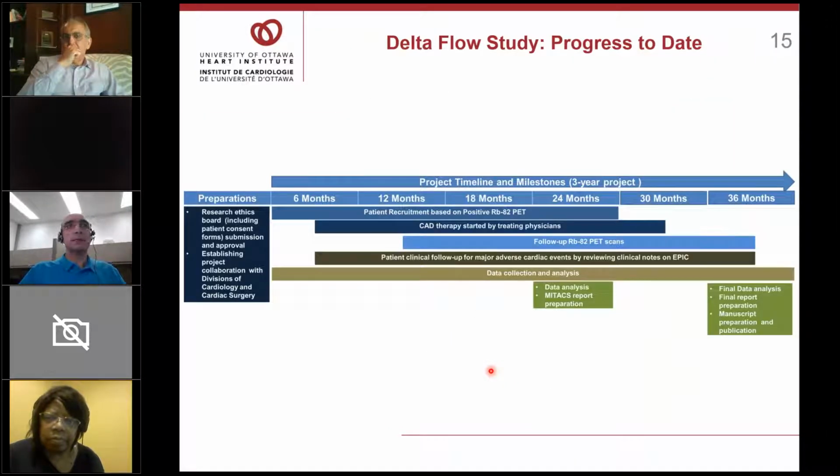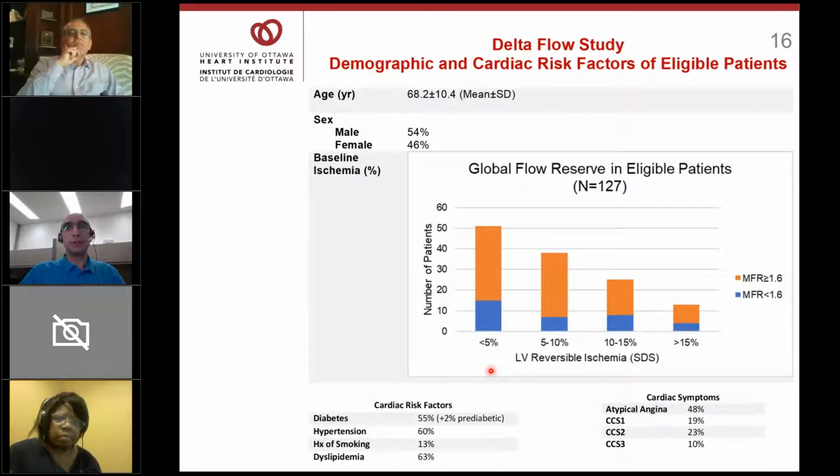As mentioned, the Delta Flow study is an ongoing project. To date, 1,740 PET perfusion reports have been screened for the eligibility criteria, and 127 patients are deemed eligible. This slide shows the demographics, LV ischemia, cardiac risk factors, and Canadian Cardiovascular Society functional class of the eligible patients. In this graph, LV ischemia is shown as summed difference score on the x-axis, and the blue bar areas indicate the patients with severely reduced global MFR of less than 1.6.